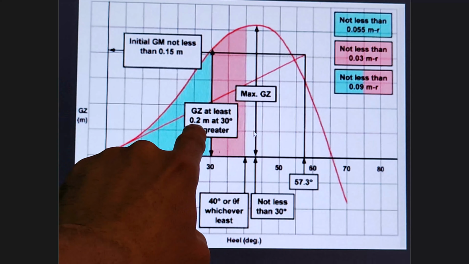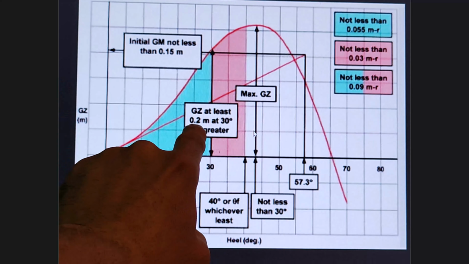The third criteria, it's talking about maximum righting arm, and it's telling that the maximum righting arm shall happen. Let me read from the text. The maximum righting arm shall occur at an angle of heel preferably exceeding 30 degrees but not less than 25 degrees. So let's come to the GZ curve.